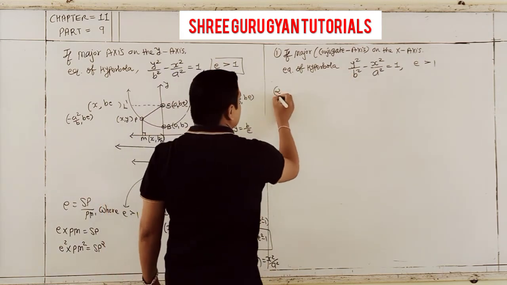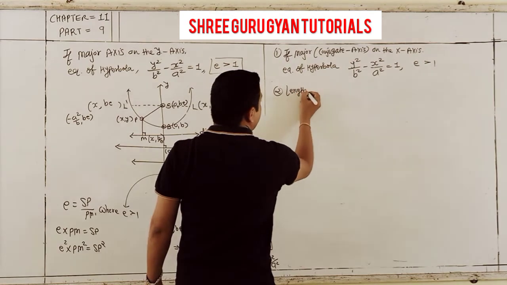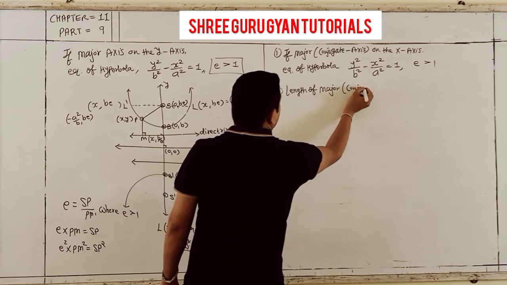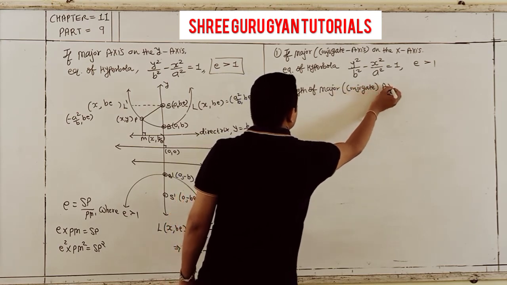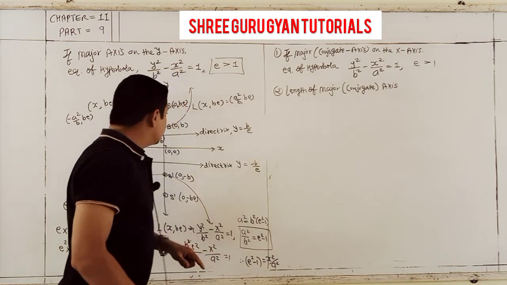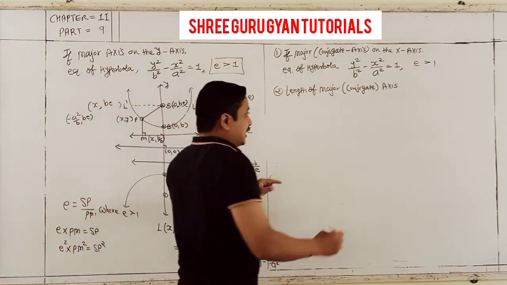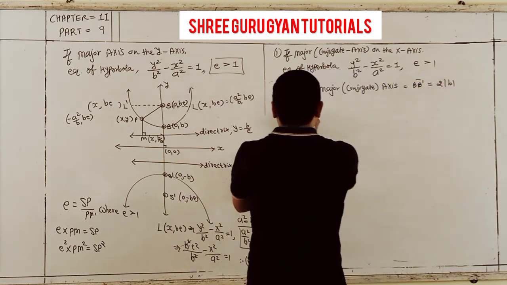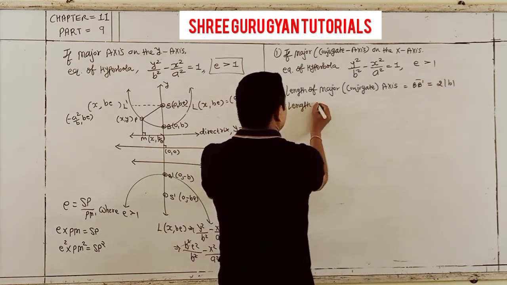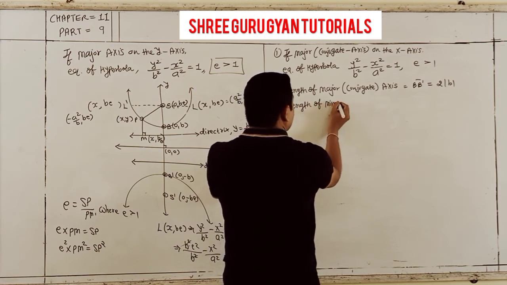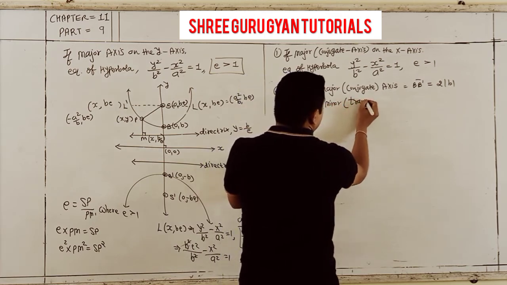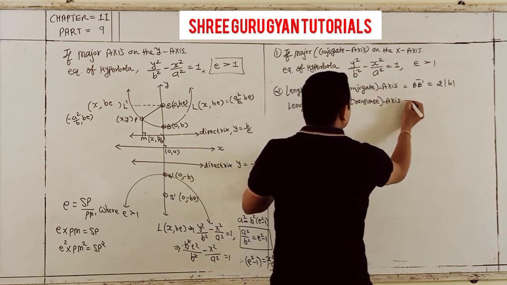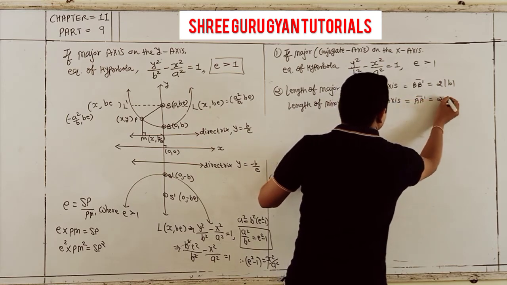Now second, the length of the conjugate axis. This is the measure b to b dash, I will show that properly. B to b dash length is 2 modulus b. And next, the length of the transverse axis, it is a to a dash, it is 2 modulus a.